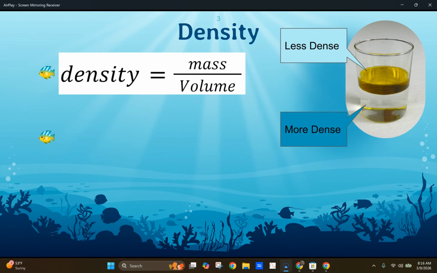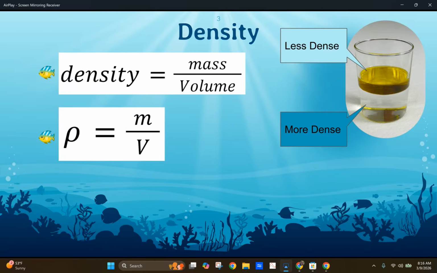Now, oftentimes you think of less dense as floating, as the objects that are lighter. But if it's the same volume, the thing that's lighter will float. And if it's the same volume, the thing that's heavier will sink. The letter for density is the Greek letter rho. And so here we have the equation, density is mass over volume.